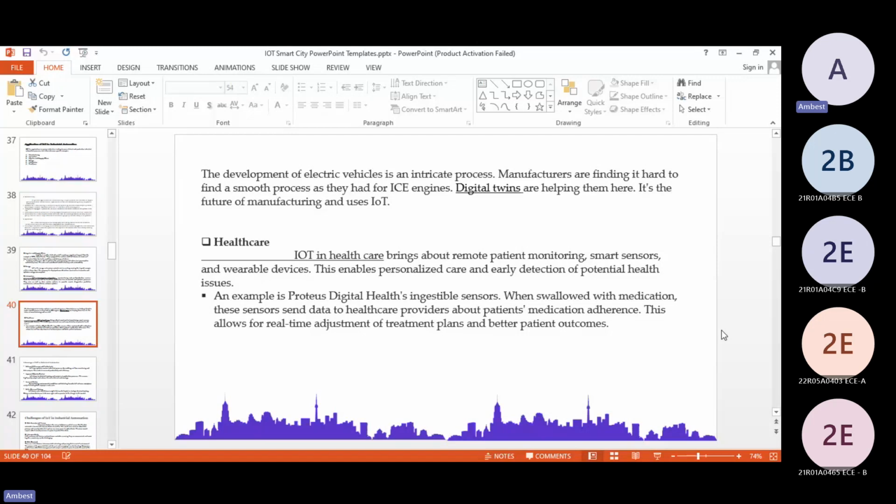So when this is combined with medication, these sensors send the data to the healthcare providers to be aware of the patient's medication adherence. This allows real-time adjustment of treatment plans and better patient outcomes.